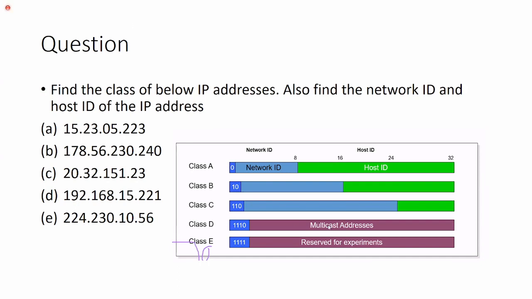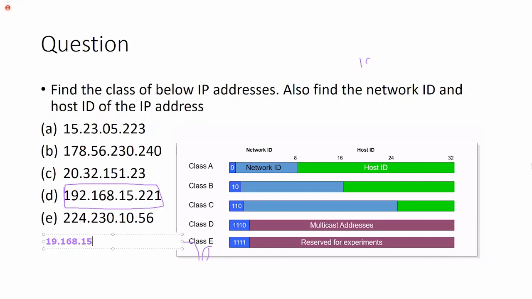Now let's take an easy example for you to understand. Let's say this network, 192.168.15.221. This is a class C address. So this organization is given a network ID. This is your network. You are given the network ID 192.168.15. So that is your network ID, right?